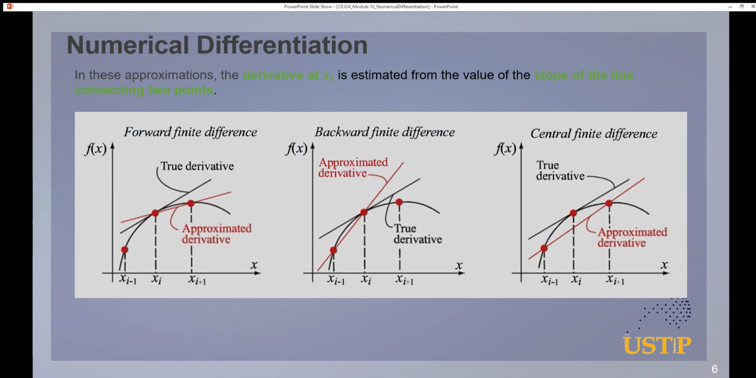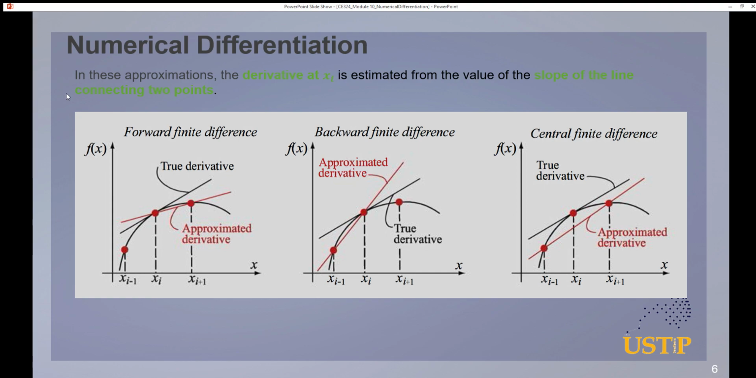In the forward finite difference, we have three points. Our first point is xi. Let's say the recorded data points are xi minus 1, xi, and xi plus 1. But the question is, we want to solve the derivative at xi only, while we're given three points.